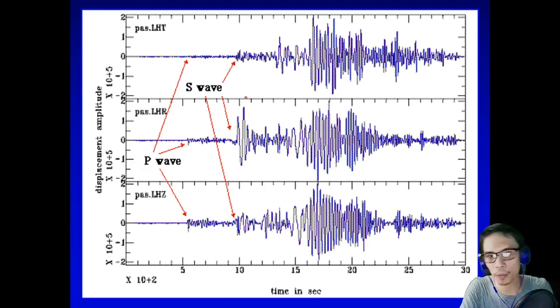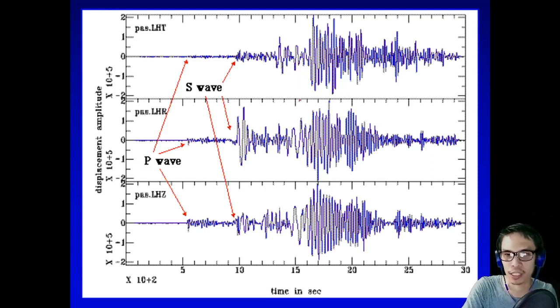This is one example of a seismograph reading. Later I will give you a particular YouTube channel where you can watch a video to get an idea of how to read the seismogram that you have here.